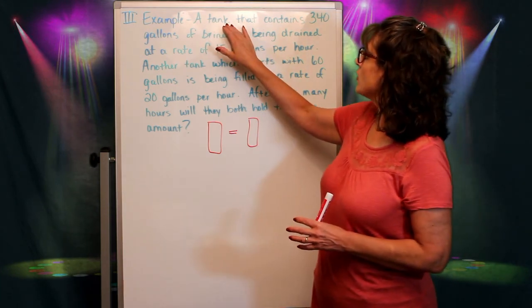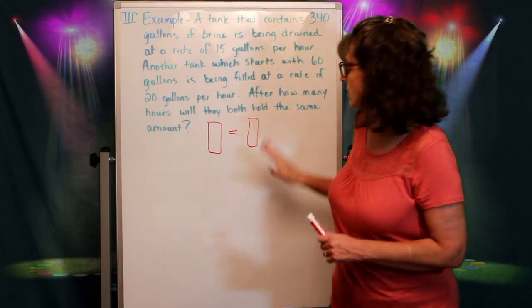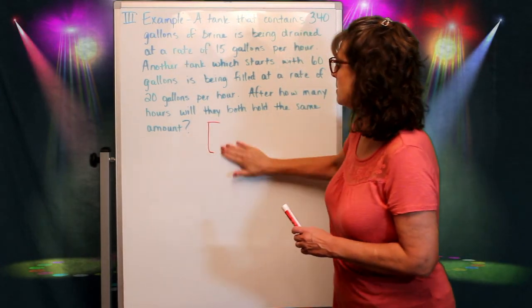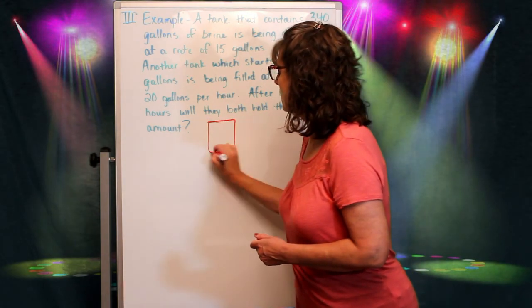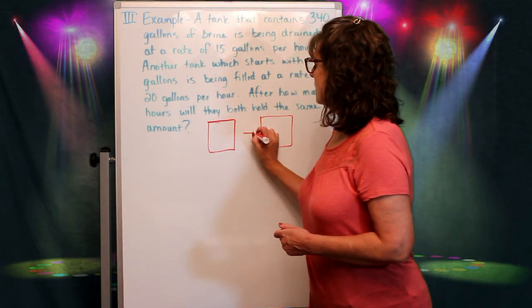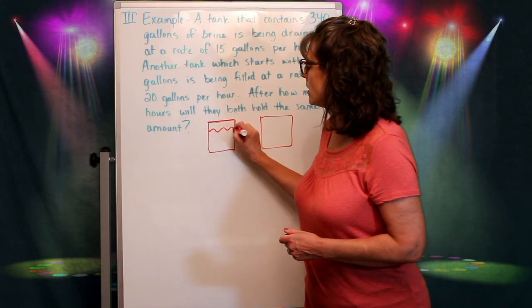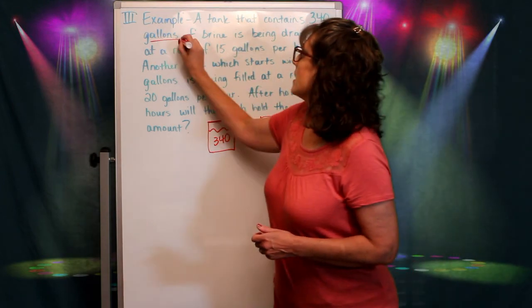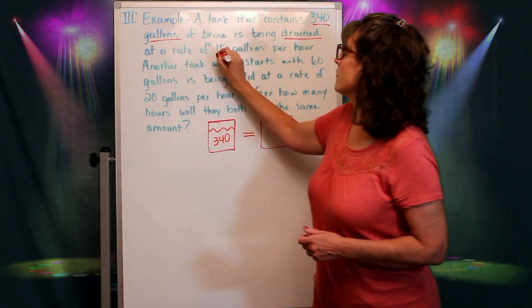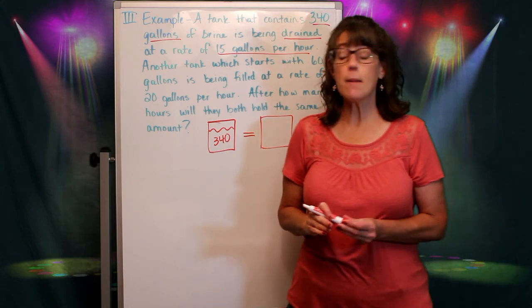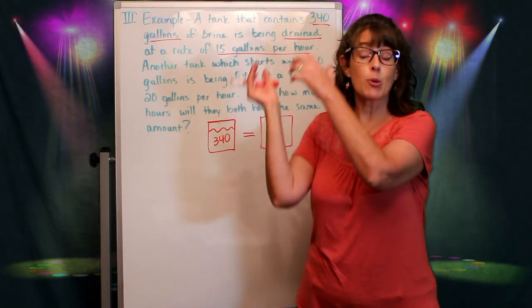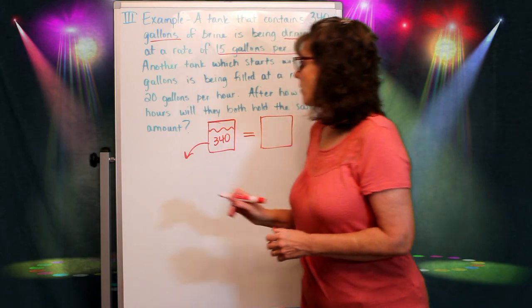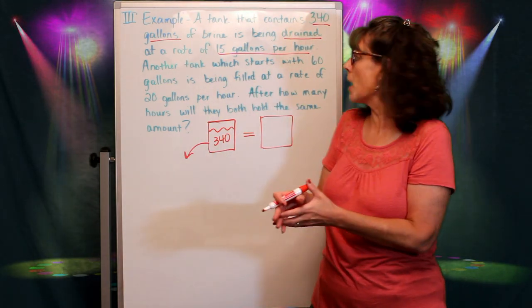So it says that our first tank contains 340 gallons of brine. Well, let me make these tanks just a little bit bigger so I can visualize a little bit better. Okay. So this tank starts with 340 gallons, and notice that it says that it is being drained at a rate of 15 gallons per hour. Now, what happens when we're draining this? Yes, the brine is coming out. Okay, now when the brine comes out, it's coming out at a rate of 15 gallons per hour.